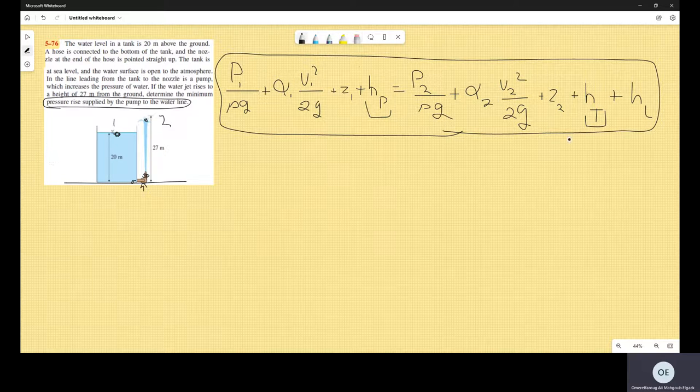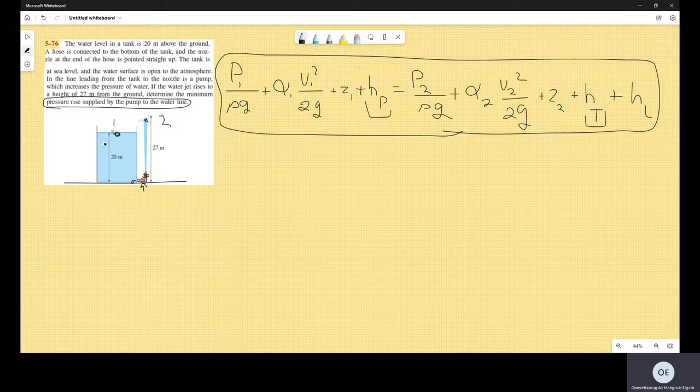And what else? We said the pressure is atmospheric, the velocity is zero, and you know the elevation. If you apply it between this point and this point, you don't know the velocity or the pressure just at the outlet of the pump. So you cannot apply it between those two points directly now.